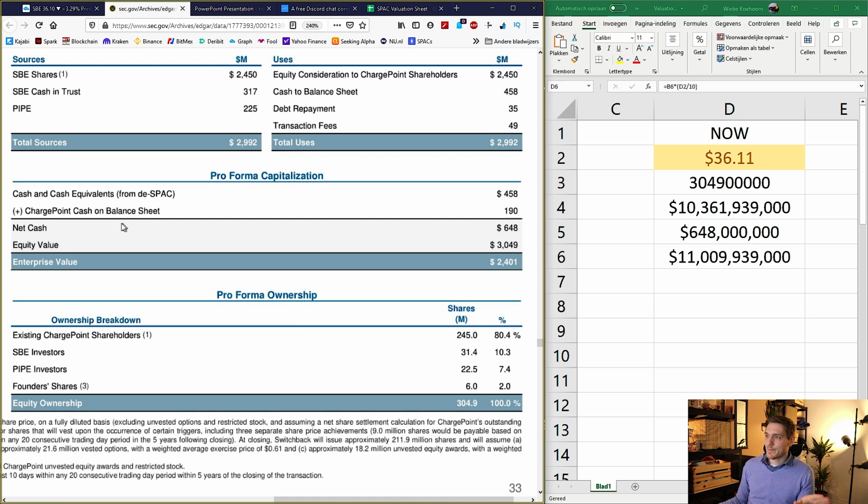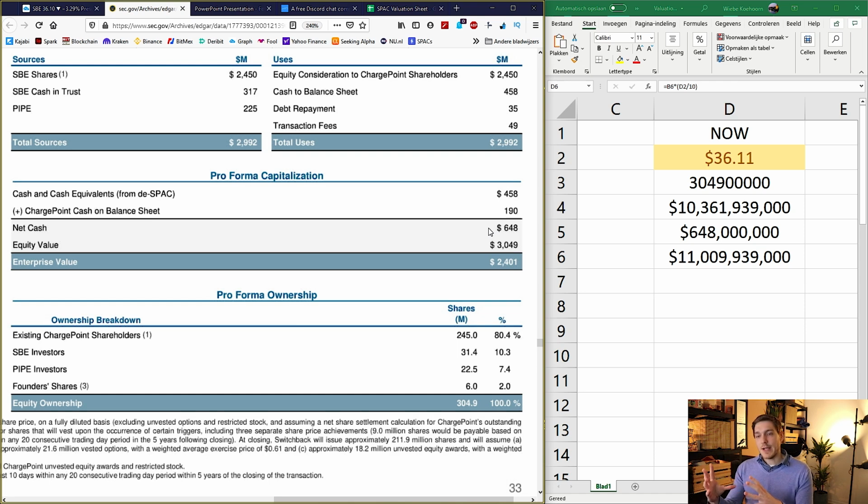Why is there a difference? Well, again, that is because of the amount of net cash they're going to have on their balance sheet. The SPAC is going to give them a certain amount of money. ChargePoint already has a certain amount of money as well. And in total, after the merger has been completed, we're going to see that ChargePoint is going to have $648 million in cash on their balance sheet.